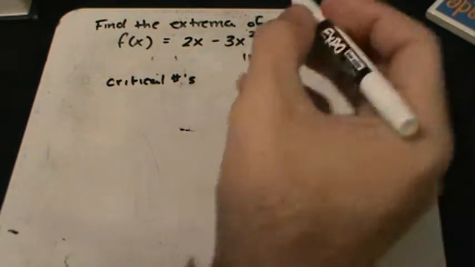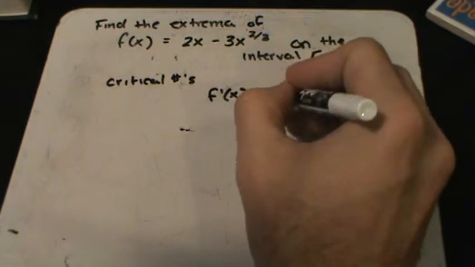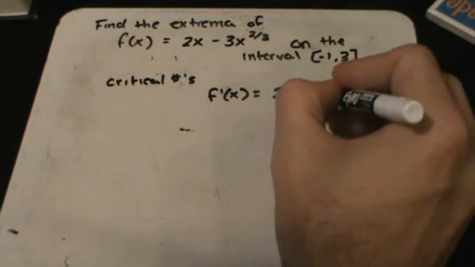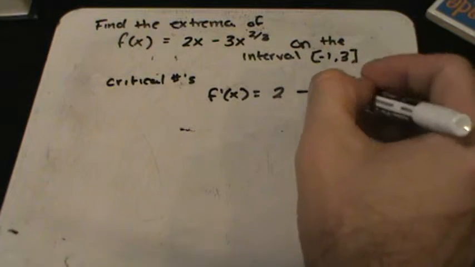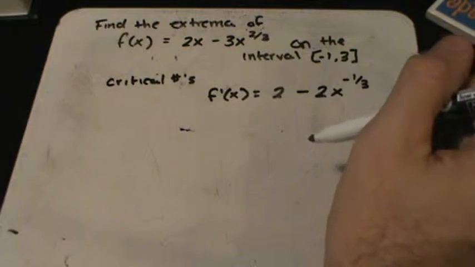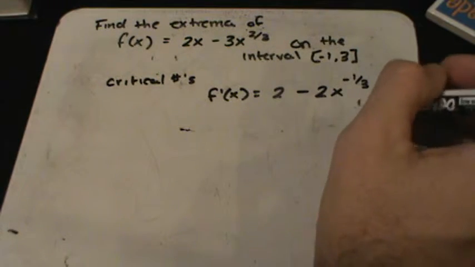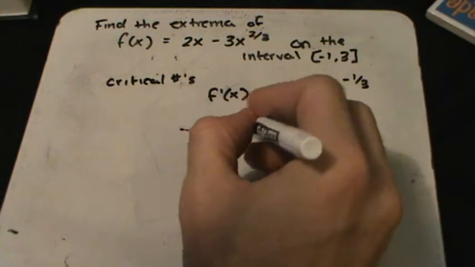Critical numbers, we've got to first differentiate. So let's go ahead and find the derivative. We get 2 minus 2/3 comes down, which ends up giving us 3. Oh, I lied. It gives us 2x to the negative 1/3. Okay, well, here's the problem. We can't just figure out what makes this 0 off the top by looking at it, so we're going to have to do a little work.